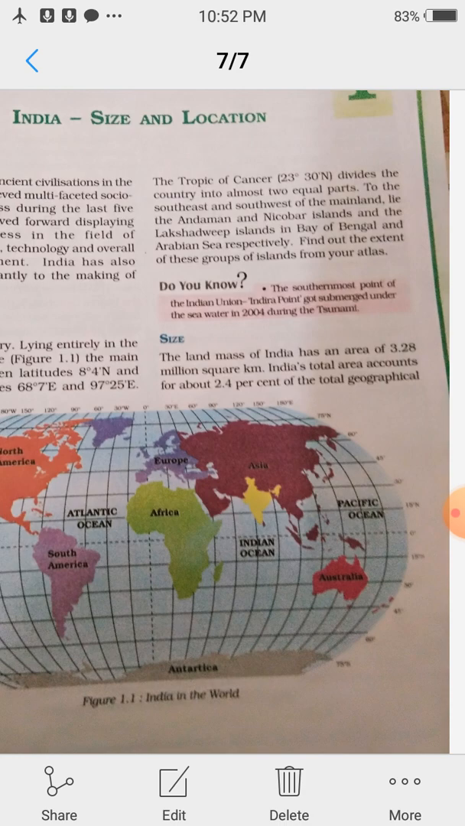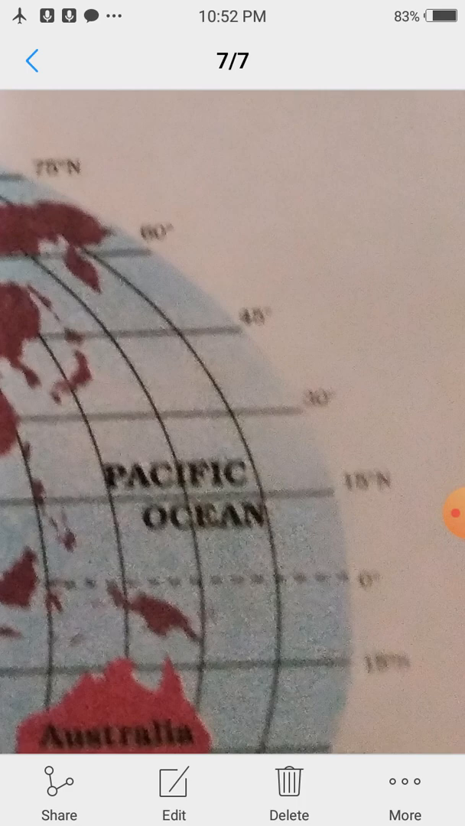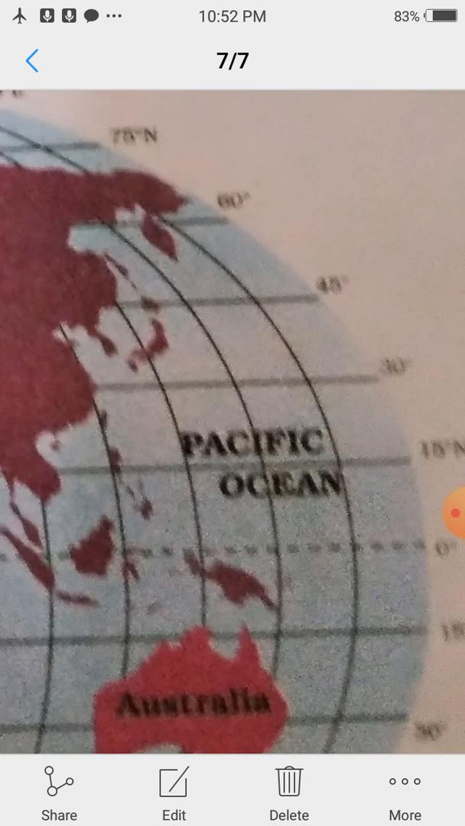So the Tropic of Cancer, that is 23°30′ N, divides the country into two almost equal parts.